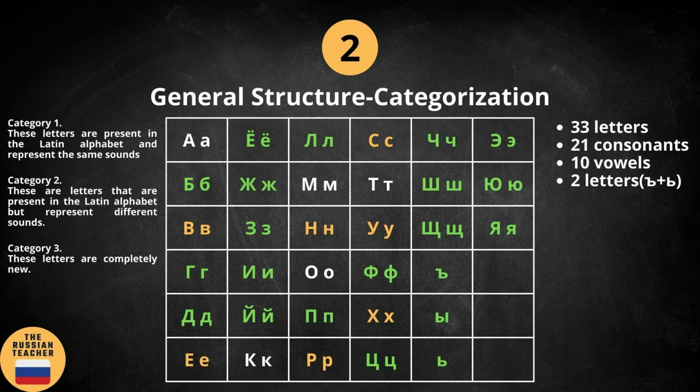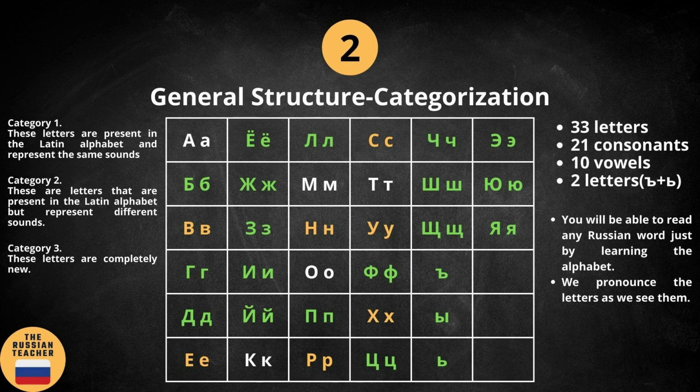There are 21 consonants, 10 vowels, and we have got 2 letters, the so-called hard sign and soft sign that do not denote any particular sound. They of course have functions, but I suggest we focus now on the alphabet and deal with the soft and hard signs in another video.